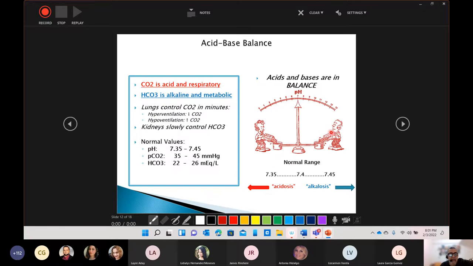The element that represents the alkaline substances is mainly bicarbonate, and bicarbonate is produced by the kidneys. But the kidneys produce bicarbonate by eliminating acid in the urine, and it is a slow process. So the kidneys can throw away hydrogen, which represents the acid, in the urine and produce bicarbonate, but it is slow. The problems that are primarily due to CO2 are called respiratory problems, because they depend on respiration. But the problems related to bicarbonate gain or loss and the accumulation of acids different from CO2 are called metabolic. So it is a basic concept, okay?